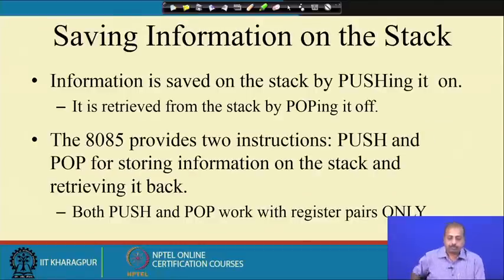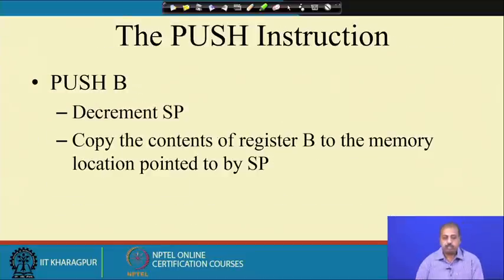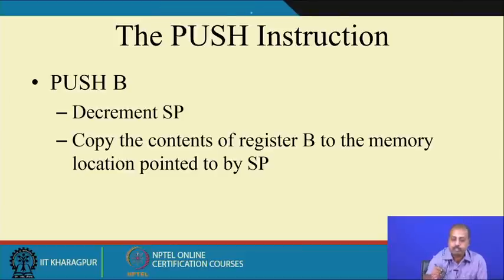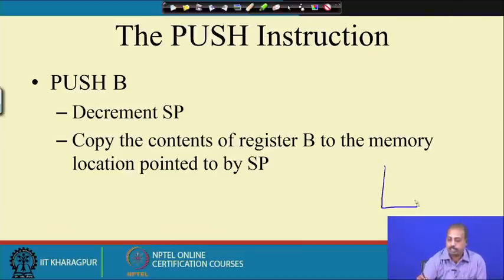That value of the B register will be saved into the stack. Say the current stack is like this. This was the bottom of the stack, and the stack pointer was pointing here. If I have this PUSH B instruction, then this B register content will come here and the stack pointer will be decremented. So the stack pointer will now point to the previous location.